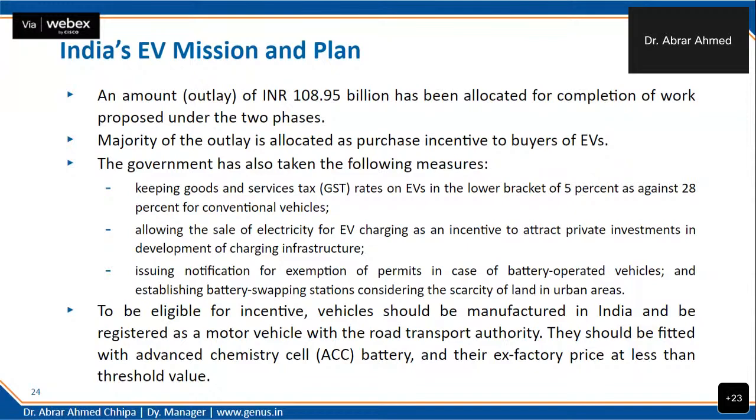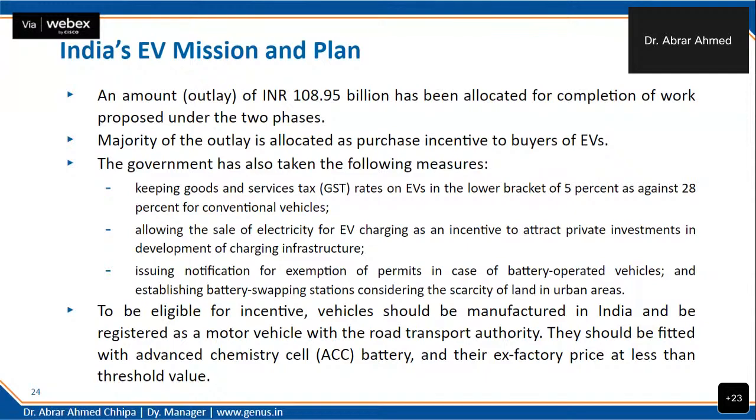Otherwise, if you look at the GST slabs, for any type of electronics or electrical item you have 20%, 28% GST on that. But especially to promote EV adoption, they have put goods and services tax under 5% and allowed the sale of electricity for EV charging as an incentive to attract private investment. As a third party, whoever wants to install EV charging infrastructure, the government is also providing incentives to those third parties and issuing notification for exemption of permits.